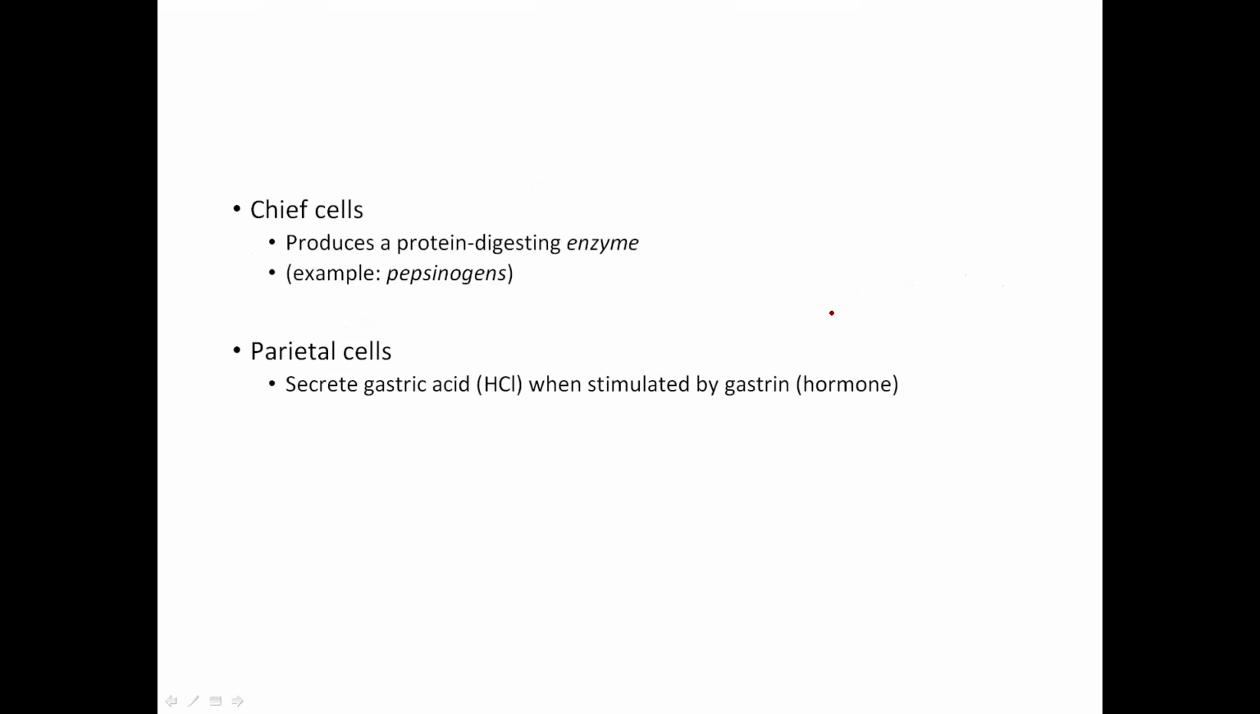The chief cells, which are cells in the stomach, release an enzyme. They release your pepsinogens, which help you break down proteins. They help you break down proteins.